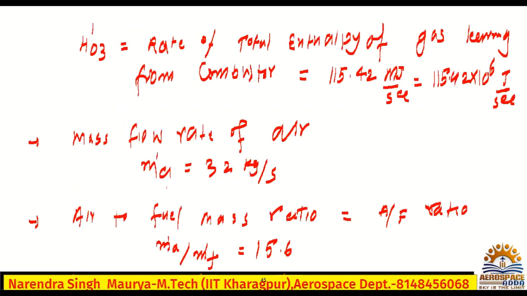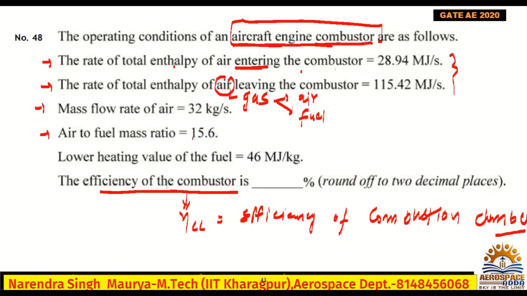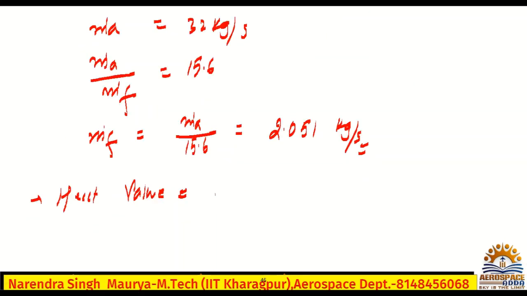How much is it? Heat value, check. It is nothing but 46 megajoule per kg. It is 46 megajoule per kg.